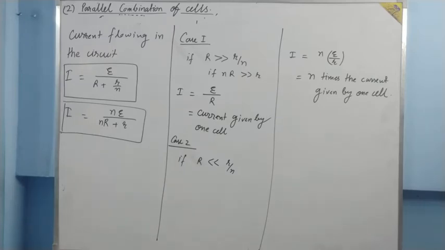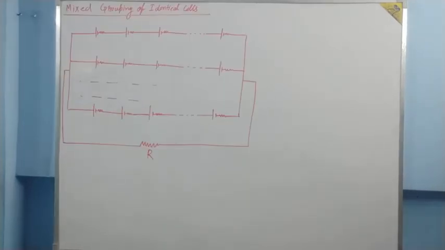Okay. One more combination is left, that is a mixed grouping, series as well as parallel. Let us do that also. So this is the mixed grouping of cells.